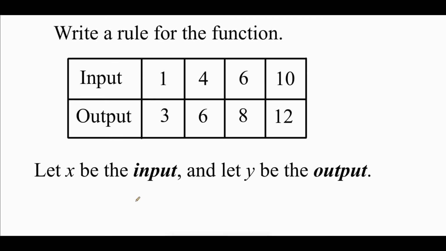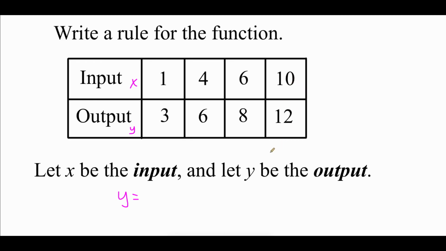So like we just saw with the last couple examples, we're going to have some sort of y equals equation. So we want to try to figure out what we're doing to these input values, these x values, in order to get our output values, or these y values. So we're trying to figure out how we are going from 1 to 3? How are we going from 4 to 6? From 6 to 8, and from 10 to 12?